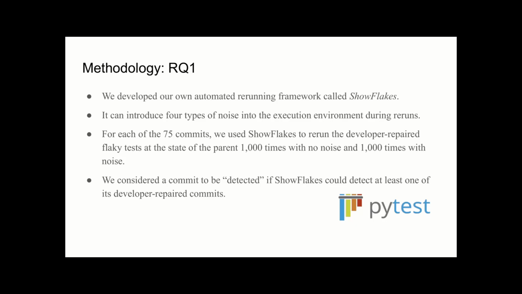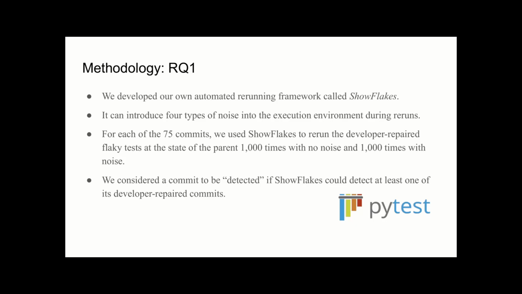We used Snowflakes to rerun only the developer-repaired flaky tests at the state of the parent for each of the 75 commits of our baseline. The parent of a commit is the commit immediately before. In this context, that's the state of the flaky test before the developer applied the fix.